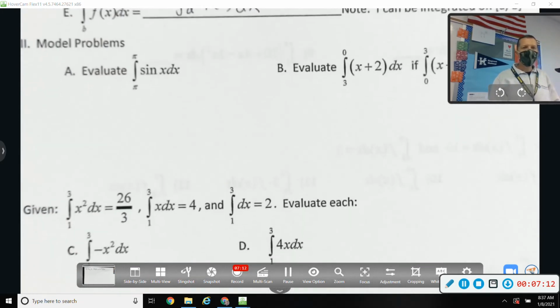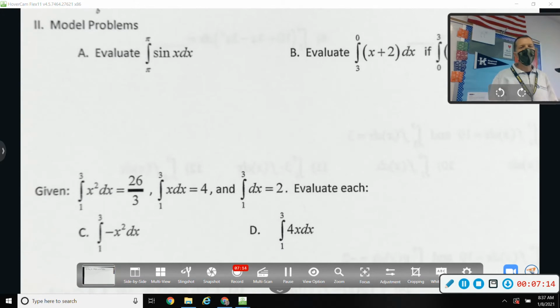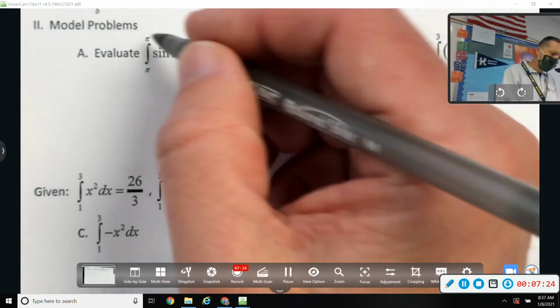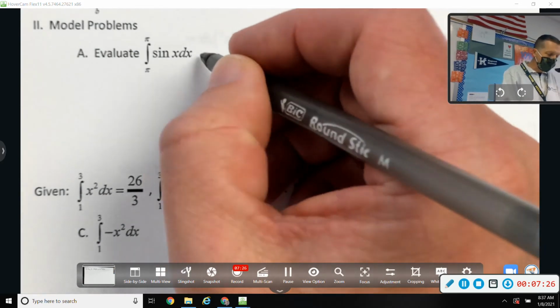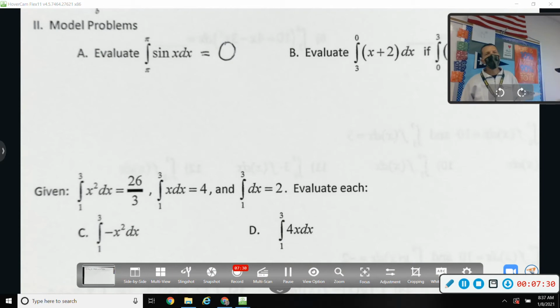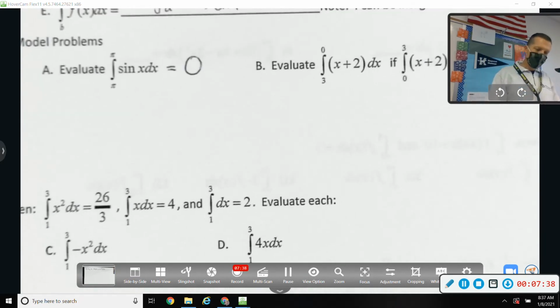All right, some sample problems here. The area under sine of x from pi to pi. 0. Because it's from pi to pi. Like if it was from 0 to pi, I don't know what the answer would be. But from pi to pi, that's a 0 width rectangle or a 0 width area, so there is no area there.